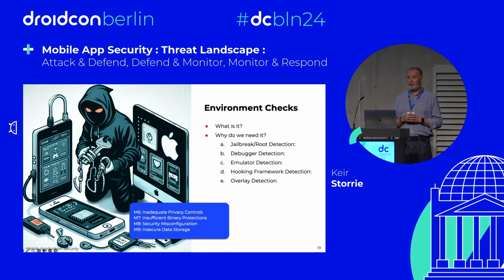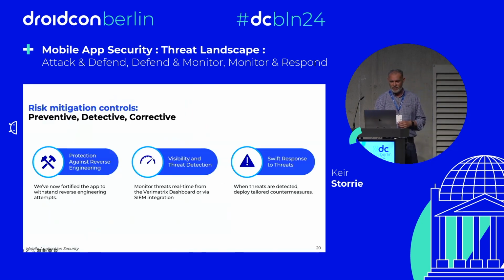Everyone might not know, but 70% of the world's economic growth is going to come through interactions with mobile applications over the next 10 years. So, in order to ensure revenue, we need to make sure that we're protecting these applications. So what we need as developers, as product owners, are risk mitigation controls. And these are preventive, detective, and corrective.